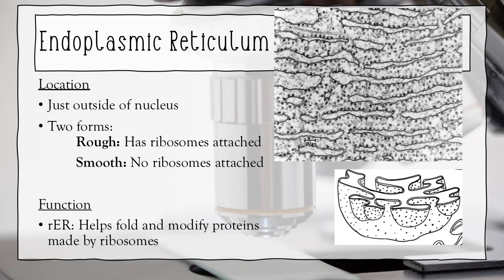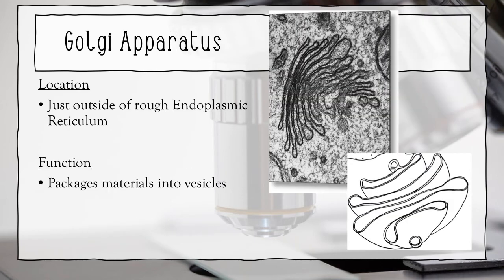Moving on. Okay? Know this guy. Know that the smooth one exists, but you don't really need to know the function. If you're super curious, it's involved in making lipids and detoxifying, so your liver has a ton of it to be able to break down alcohol, which, along with wine, you know nothing about. So let's move on.